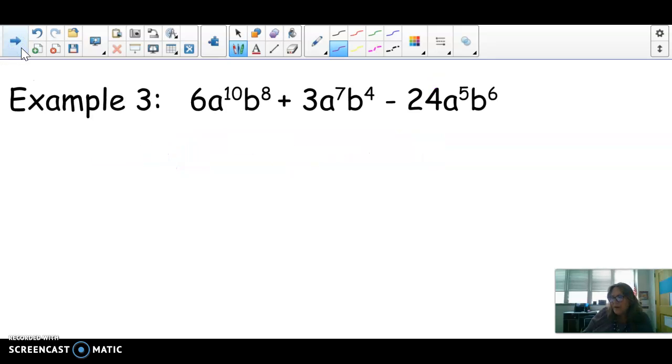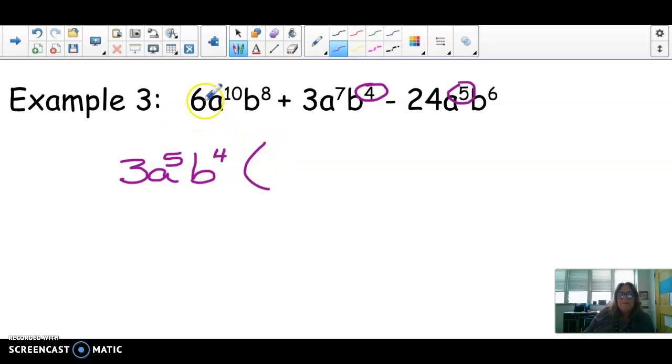Another example, what's the largest number that can come out between 6, 3, and 4? That's 3. I have an a in each one of my terms, so I look for my smallest exponent with a, so that's to the 5th power. Then I have a b in all of my terms. What's my smallest b exponent? That's b to the 4th, so that comes out. Now when I go back, I'm dividing. 6 divided by 3 gives me 2. 10, take away 5, gives me 5. 8 subtract 4 gives me 4. So 2, a to the 5th, b to the 4th.